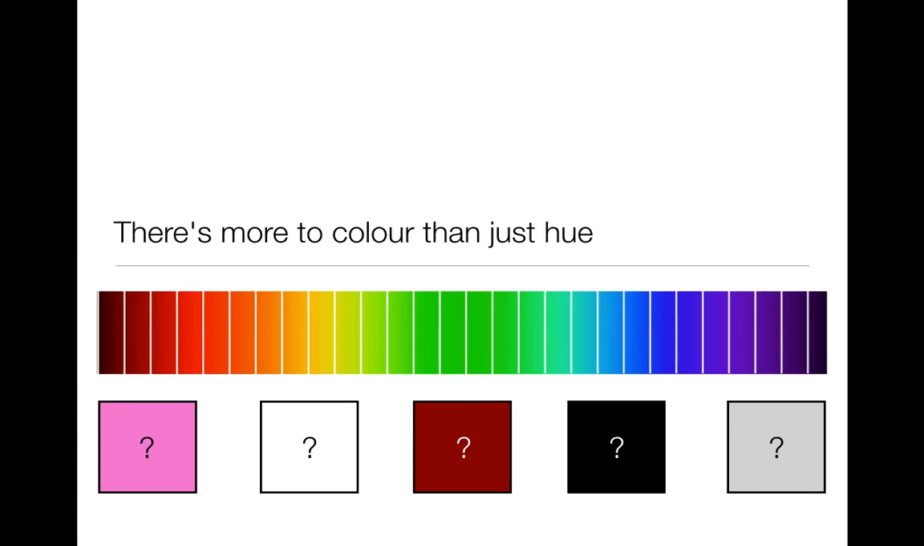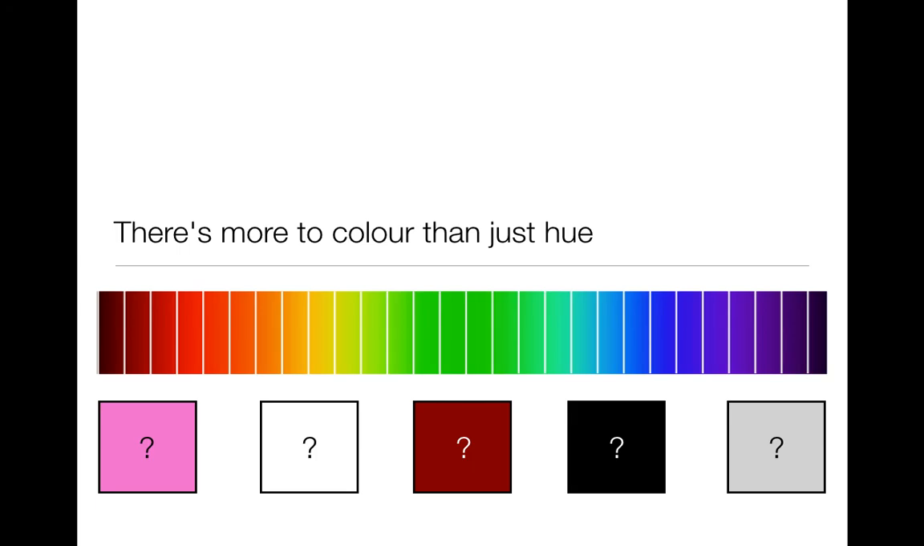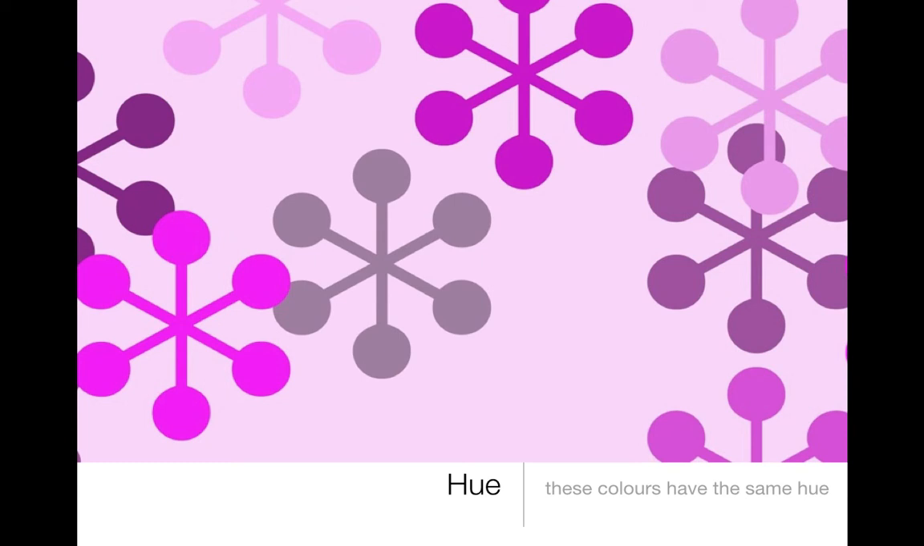See, looking at all of these, we could quite happily say that these belong somewhere in the blue part of the spectrum. But these are all different colors, but they all have the same hue. Here, all of these colors have the same hue. They're all in the kind of yellowy part. All of these have the same hue. They're all down the purpley end. So there's more going on than just the hue.